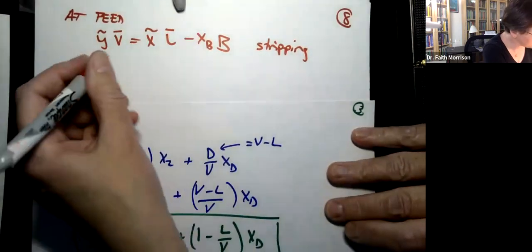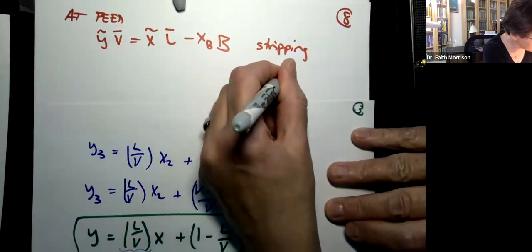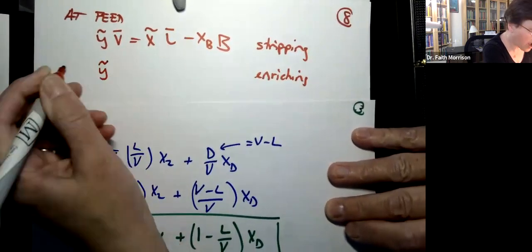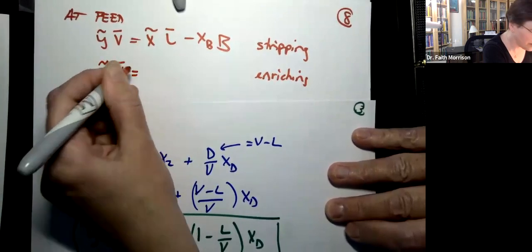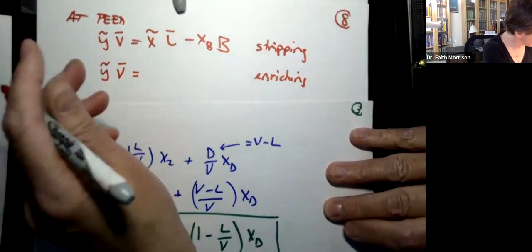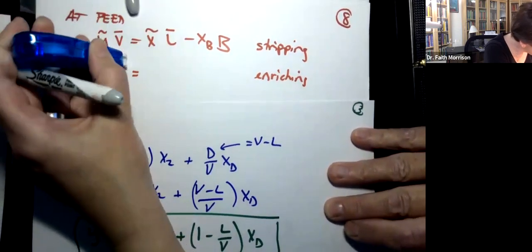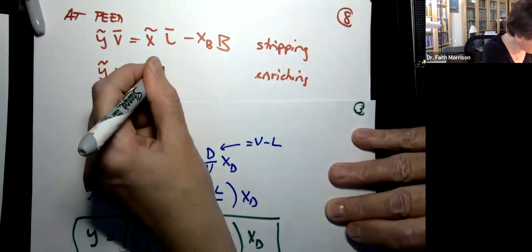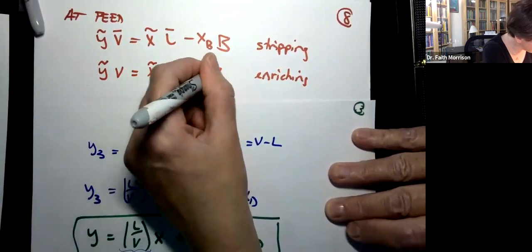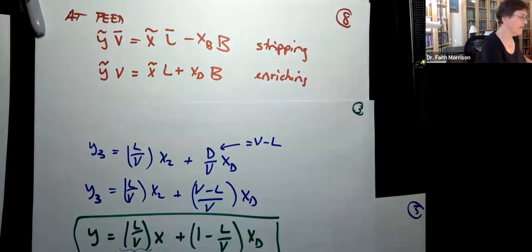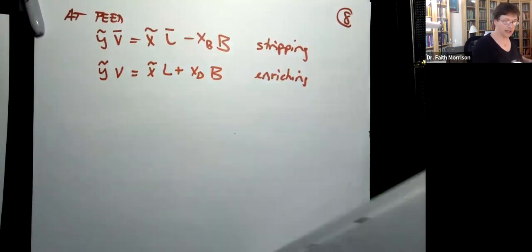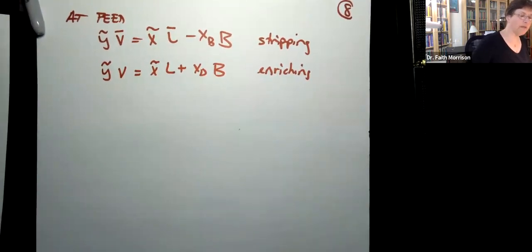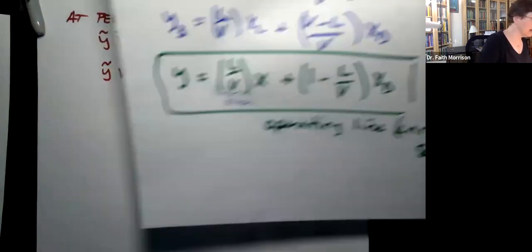There's the version for the enriching section, which when you plug it in for the feed station is YV for the stripping section equals X tilde L plus XDB. So these are the versions of the equations that have the distillate phase in it and the bottom phase in it. And I apologize for not being able to find them in my notes, but they're just before the derivations of the operating lines that I did.